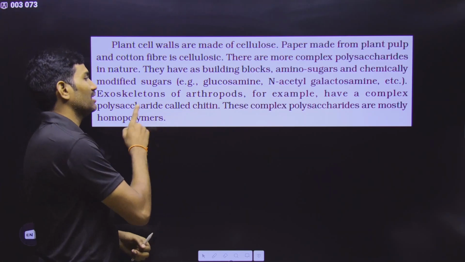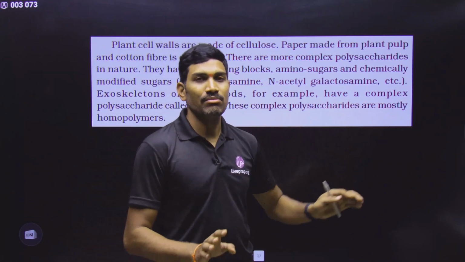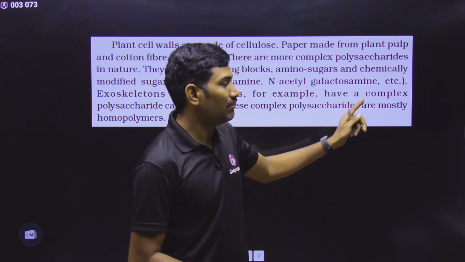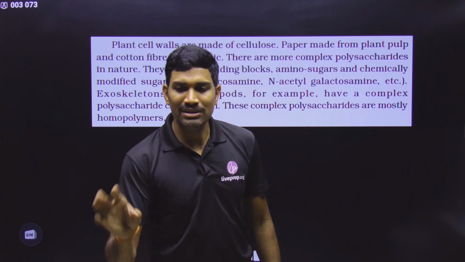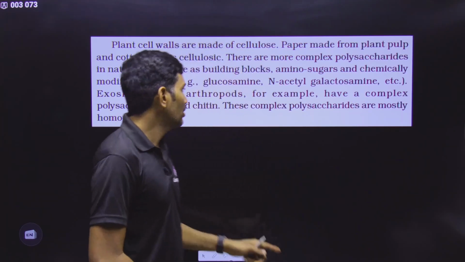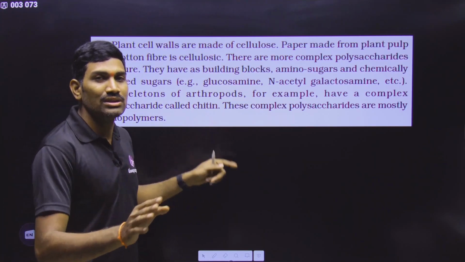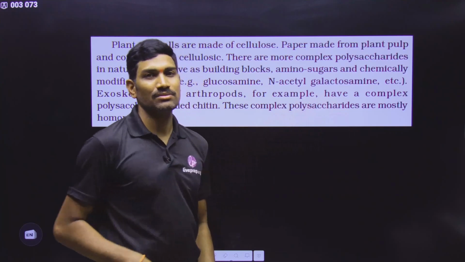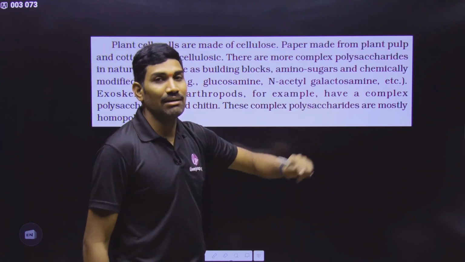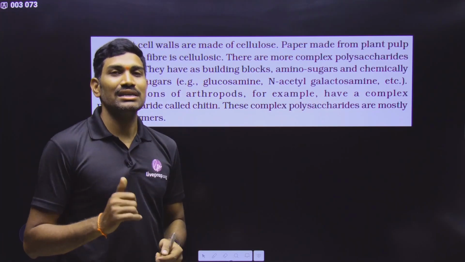Why are they calling chitin complex? Please remember, homo/hetero is a different concept and complex is a different concept. Homo means the same unit repeated several times. So chitin is a homopolysaccharide because N-acetyl glucosamine is repeated several times. But what is the meaning of complex? Why are students getting confused here?